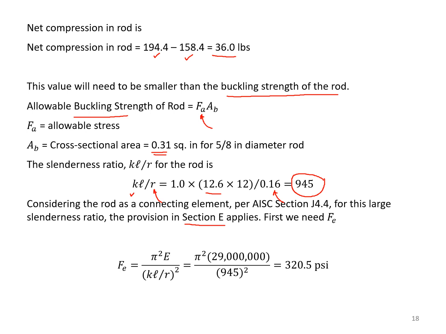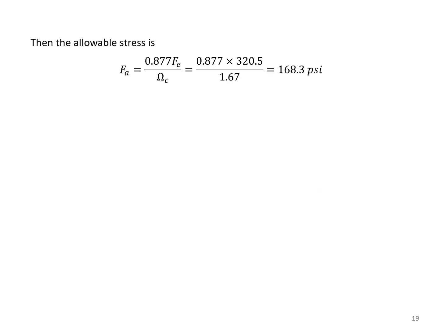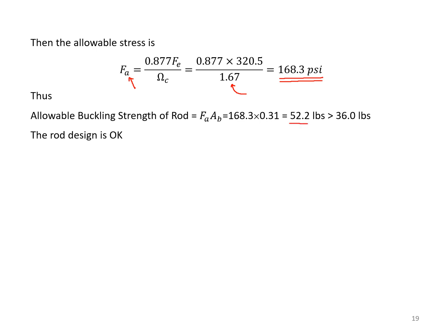And first we find FE. FE is the critical stress causing buckling, or Euler stress. It's a familiar equation, pi squared E divided by (KL over R) squared, where E is the modulus of elasticity, 29 million psi. Plugging numbers there, we have FE equal to 320.5 psi. Now, following AISC procedures, the allowable compression strength is equal to 0.877 FE divided by omega C. Omega C is a factor of safety, which is 1.67, and that gives us the allowable compressive strength of 168.3. Now I multiply this by the area, and I get 52.2 pounds compressive strength of this member, or buckling strength, which, as you can see, is larger than 36, which was the applied compression. Therefore, our sag rod is okay.